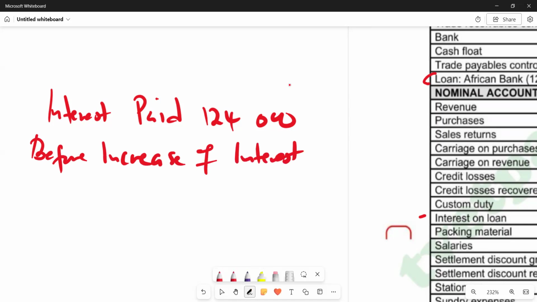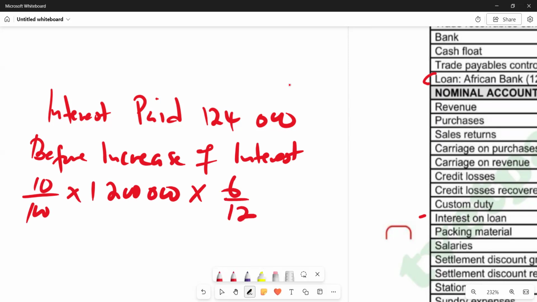Remember our rate we said is 10%. So we are going to say 10 over 100, and then we multiply by 1,200,000, which is the amount of loan. And then we are going to apportion it for 6 months. Remember, there are 6 months before the increase. And then the answer that you are supposed to get there, let's calculate. You're going to get 60,000. So this is before the increase.